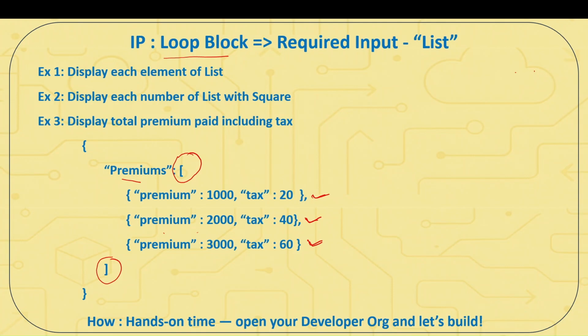And the point here is we must have input in the list format if we want to use loop block. If it is not there, we can use the list function to make the input in the list format. Let's see the first example to understand the concept of loop block: display each element of list.